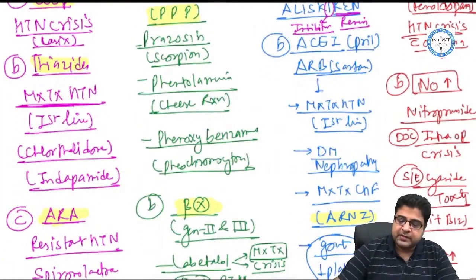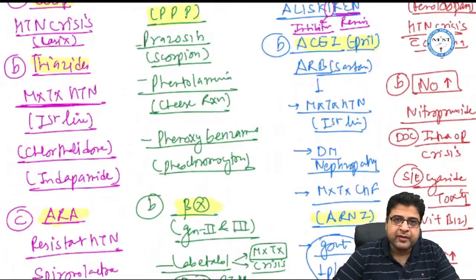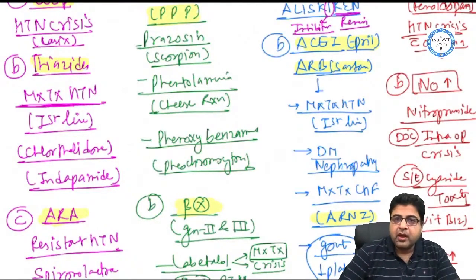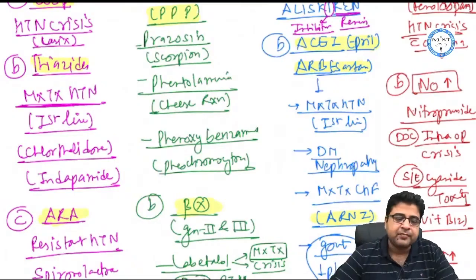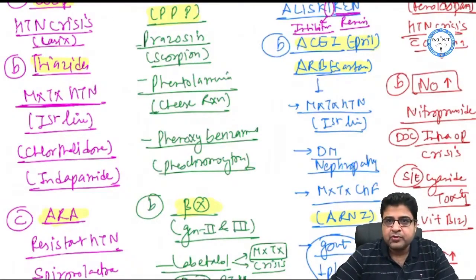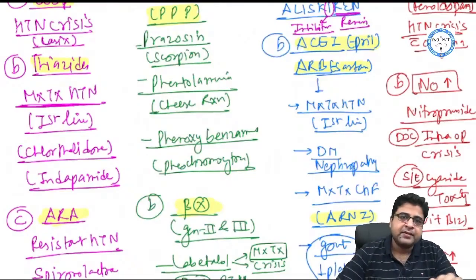One is known as ACE inhibitors. ACE inhibitors are the drugs which end with the word pril. And we have angiotensin receptor blockers, which are the drugs that end with the word sartan. So angiotensin receptor blockers end with sartan, and ACE inhibitors end with pril. ACE inhibitors and ARBs are pril and sartan.